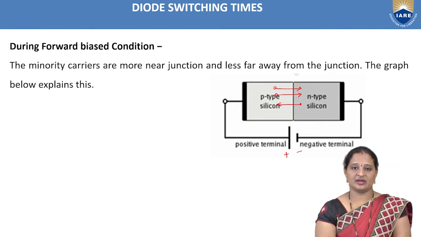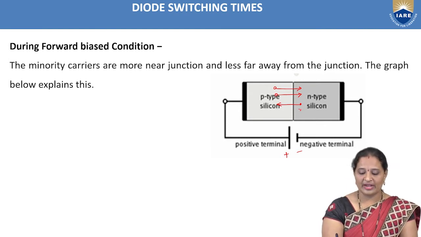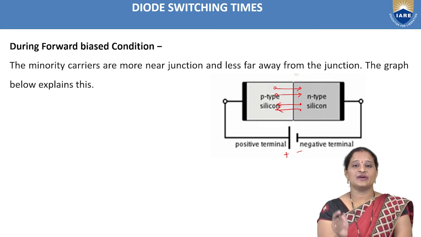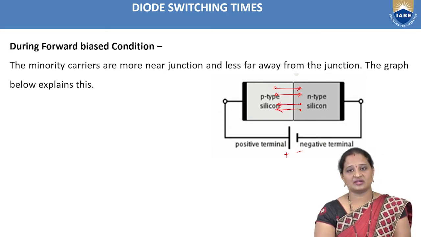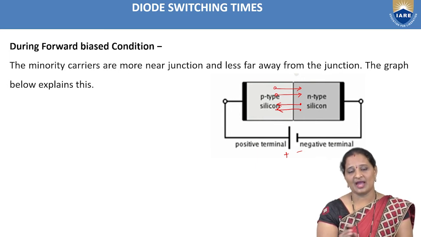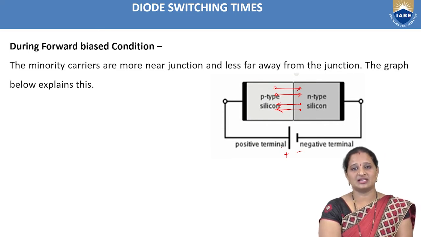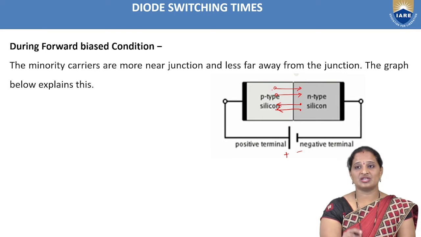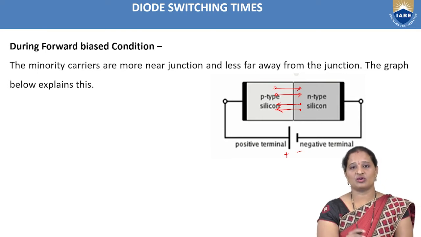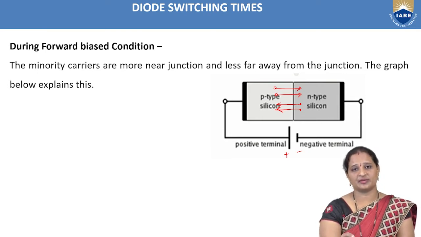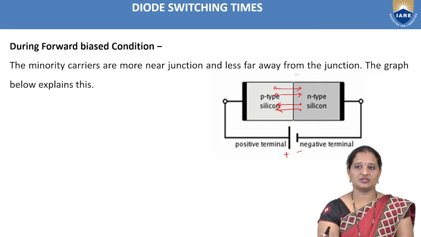They will be entering into the P-type semiconducting bar. So when a PN junction diode is forward biased, the holes, which are the majority charge carriers of P-type material, are repelled by the terminal of the battery and move towards the junction, and they cross the junction once the applied potential equals the cut-in voltage. Once the applied voltage exceeds the cut-in voltage, the majority charge carriers will cross the junction. That is, the holes will cross from P-type to N-type and the electrons will cross from N-type to P-type.